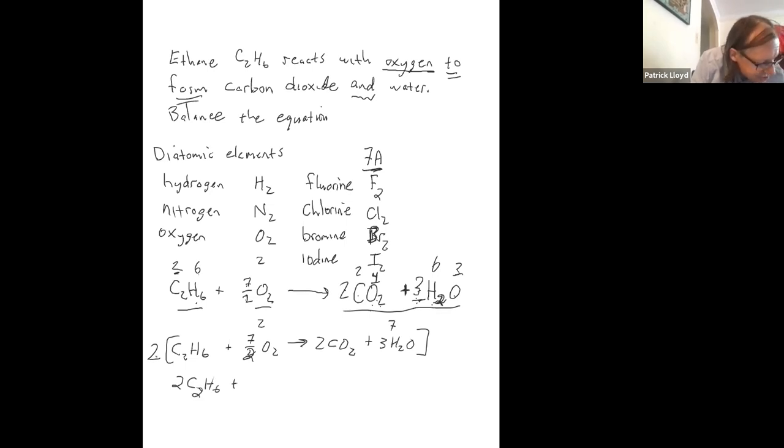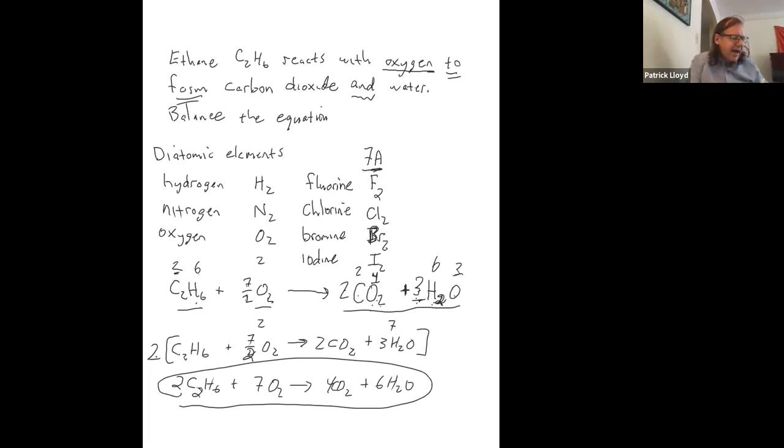7/2 times 2 is 7. And then that's a 4, right? 4 CO2. And then that's a 6. 3 times 2 is 6. Okay? So if when you balance the equation, you end up with a fraction, typically that fraction is a half, a factor of a half, like 3/2, 5/2, 7/2, 9/2. Just multiply everything by 2.